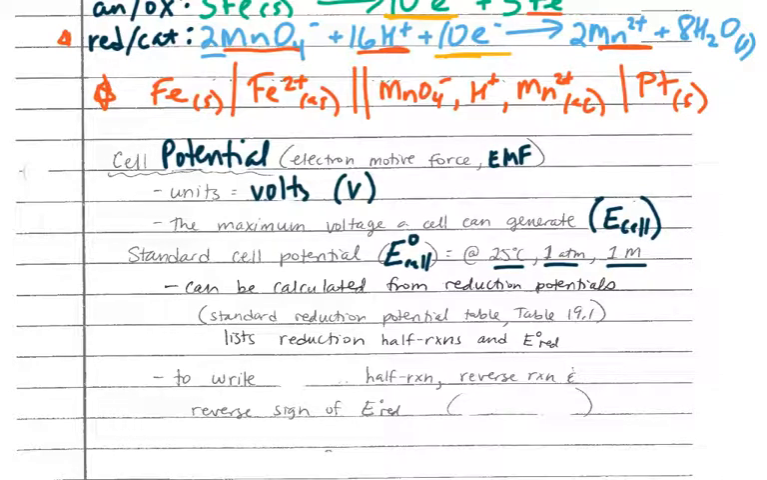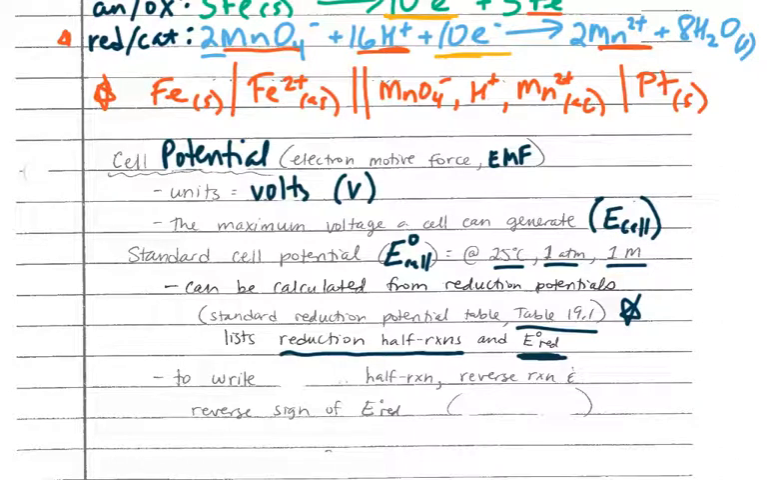So reduction potentials for a bunch of different redox reactions have already been conducted, and we can actually look them up on a table. And I will post this table for you. It's in your textbook on page 850 something. It's table 19.1, and it tells you all of the energy for reduction reactions under standard conditions. So it lists reduction half reactions and the energy produced by those reduction reactions.